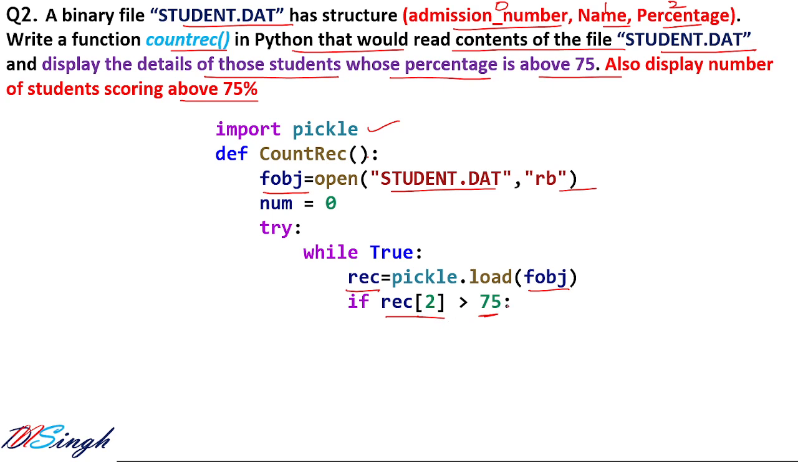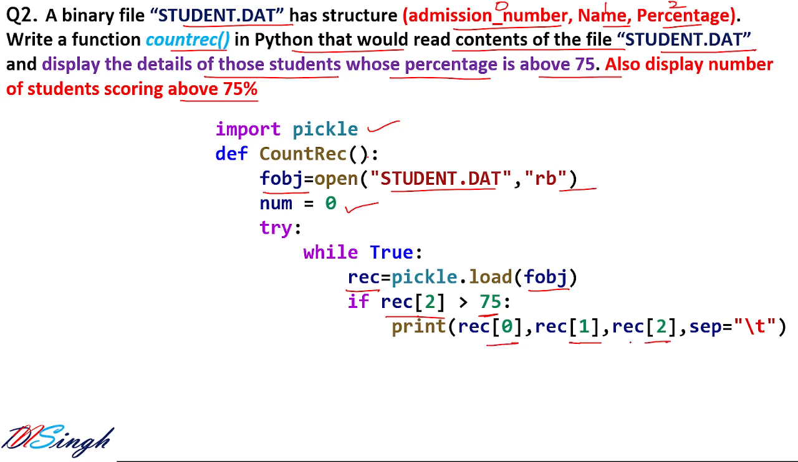If I have percentage greater than 75, display that record as well as increment the counter value. So here I am displaying record 0, 1, 2, because we have three values in it, so we can index over that and separate them by a tab space. What does it mean? Slash t is four spaces, one tab position. So 4 spaces will be present in between all these values.